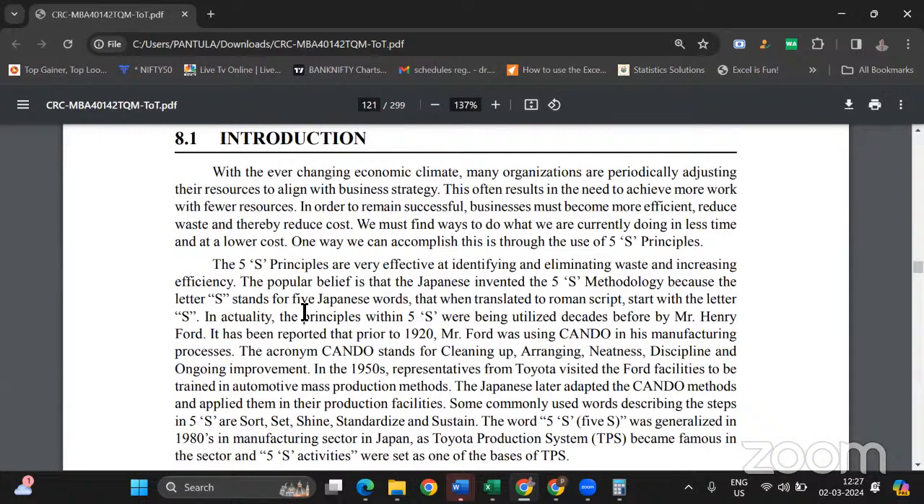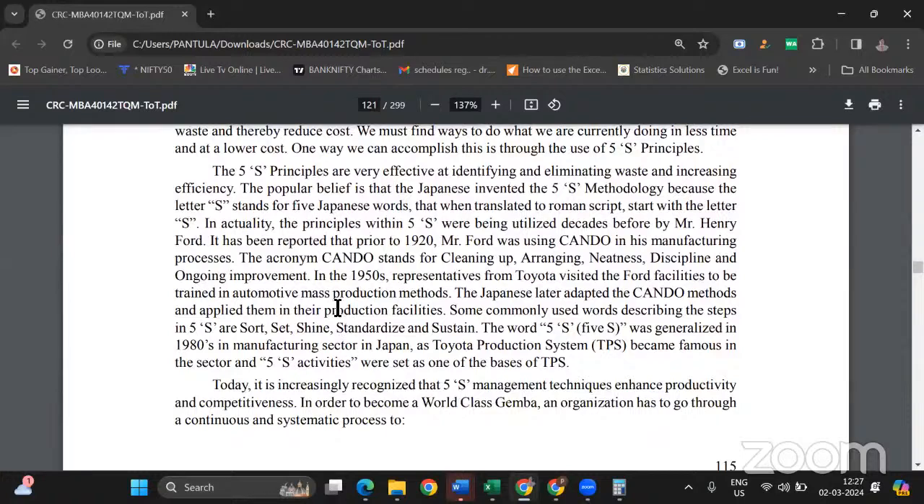5S stands for five Japanese words which, when translated into the Roman script, start with the letter S. Initially, the principle of 5S was being utilized within five years, a decade before Henry Ford, and it was reported prior to 1920. Ford used it in his manufacturing process. The acronym CANDO stands for cleaning up and similar things.